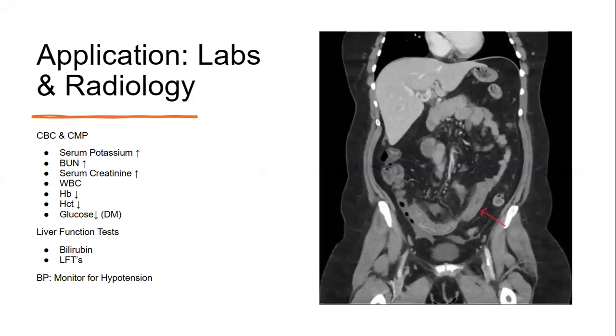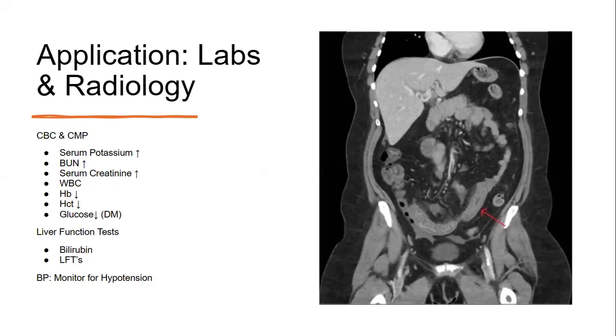In order to monitor the therapeutic effects of lisinopril, we can look at labs and radiology. A CBC and a CMP should be done, and the main ones to look out for would be potassium, blood urea nitrogen, and serum creatinine. For potassium, lisinopril can cause an increase, which would cause hyperkalemia. Some signs and symptoms to look out for would be fatigue, weakness, nausea, and abnormal heart rhythm.